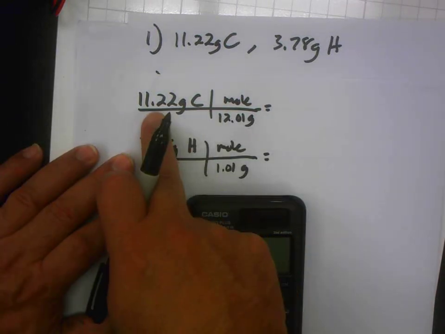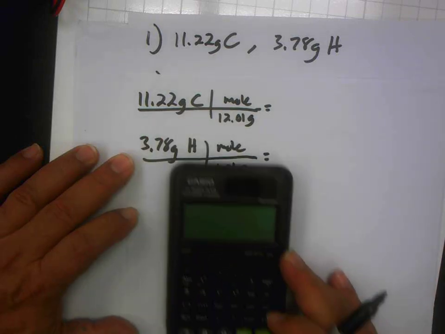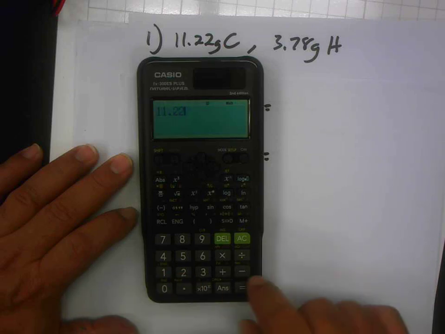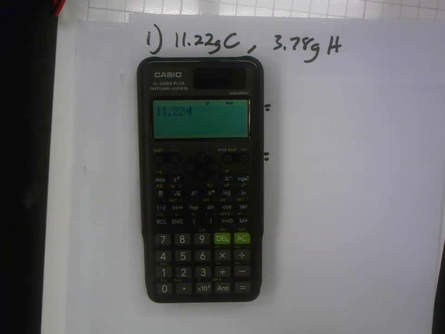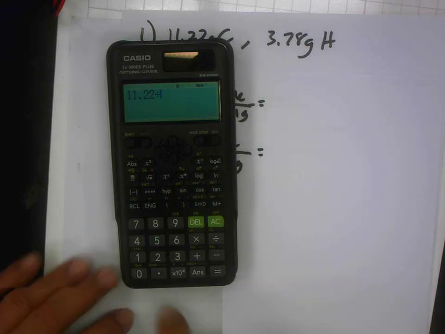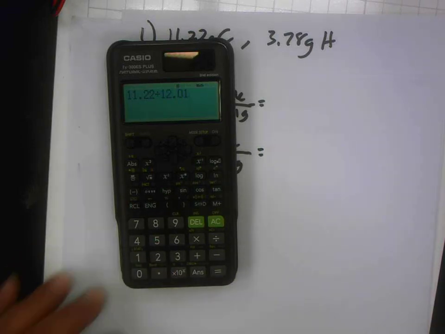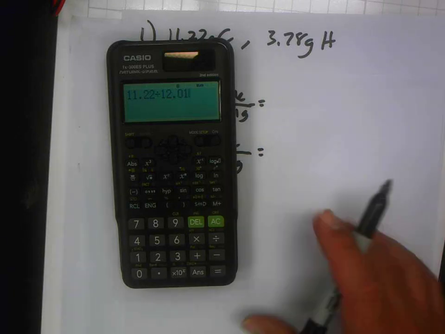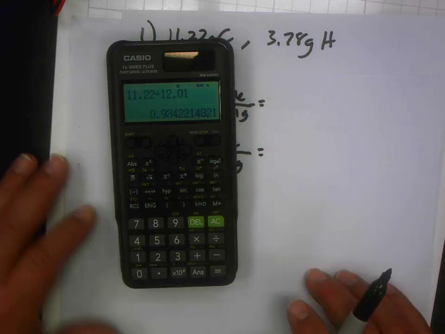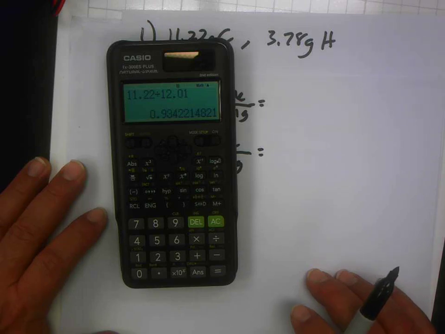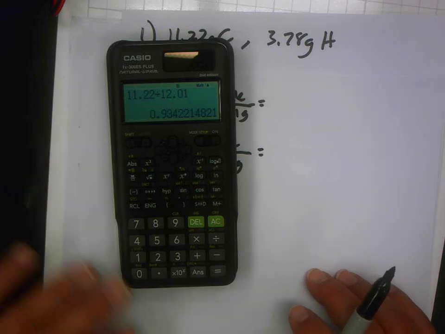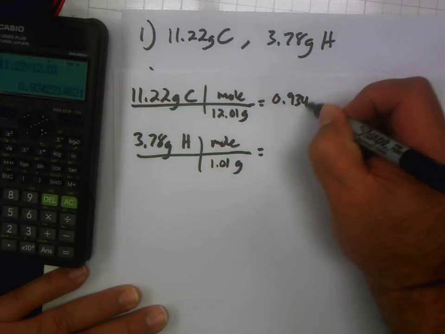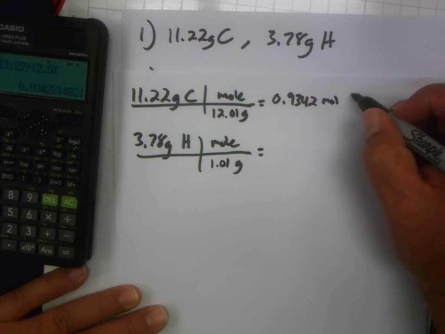For carbon, I'm going to take 11.22 grams divided by 12.01 grams per mole. Let's see, 11.22 divided by 12.01. Sorry if I put the calculator in the way of the problem, but it seems easier to see if I have it in certain spots. So I got 0.9342 moles of carbon.